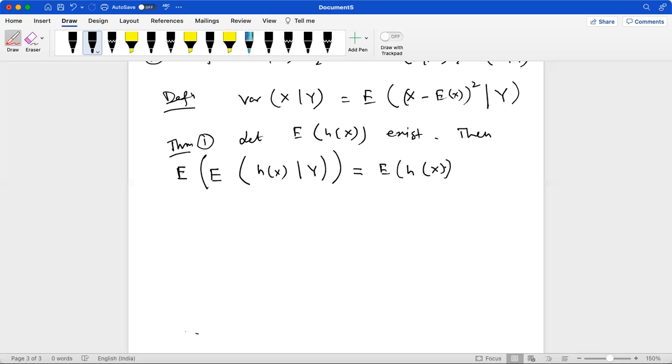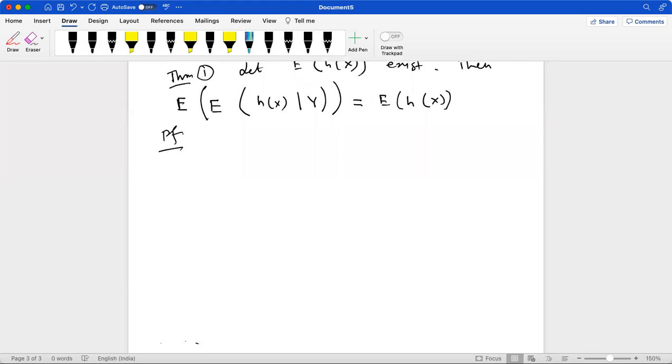So what is the proof? I'll show the proof for discrete type, and the continuous case is the same thing, a similar proof, left as an exercise. So say x is of discrete type. One more problem is this: if x is discrete and y is continuous, or y is discrete and x is continuous, there is some problem, because then it will be a mix of integration and summation. But in our syllabus we are taking x, y as both discrete or both continuous. If one is discrete and one is continuous, then this is slightly tough.